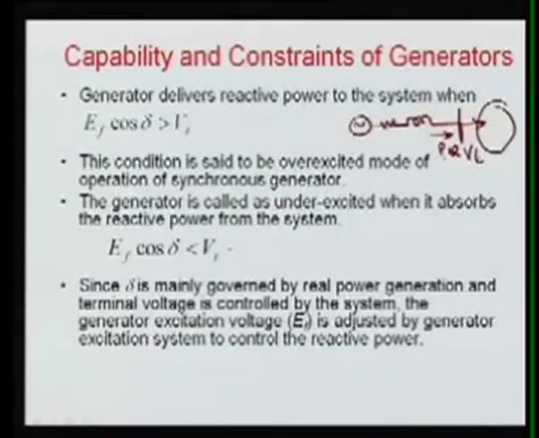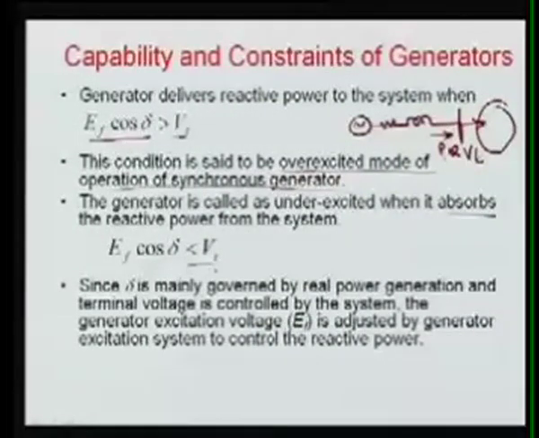So I can say this machine delivers or injects reactive power when E cos delta is more than Vt, and this condition is said to be the overexcited mode of operation of the synchronous generator. It means EF is more than your terminal voltage; it is called overexcited. The reverse is underexcited, where EF cos delta is less than your terminal voltage, and in this case the generator absorbs reactive power from the system. The absorption of reactive power by the alternator is not a normal case; it is not allowed unless there is some specific need.